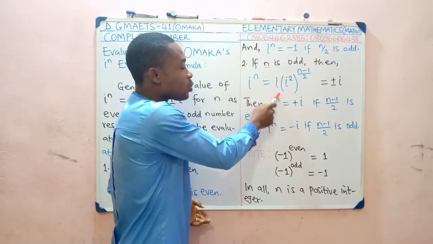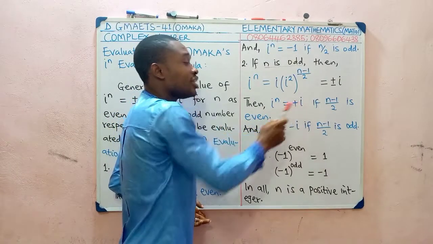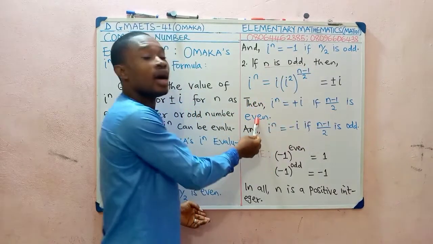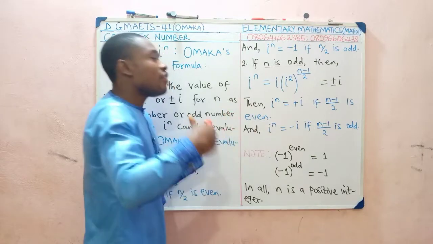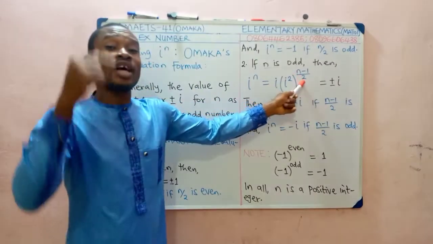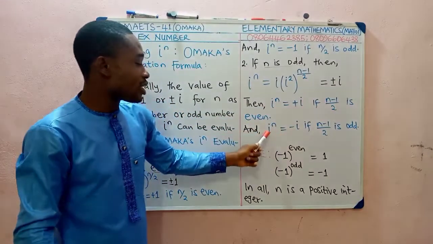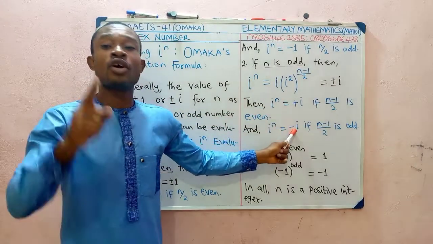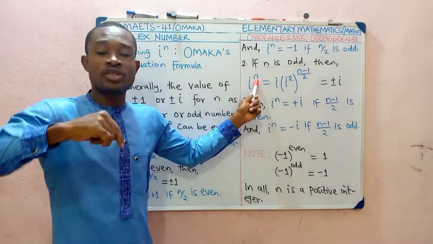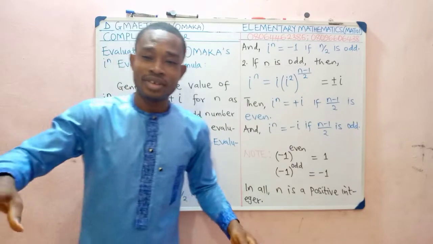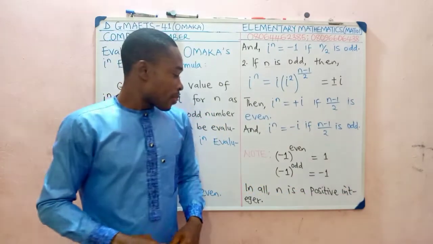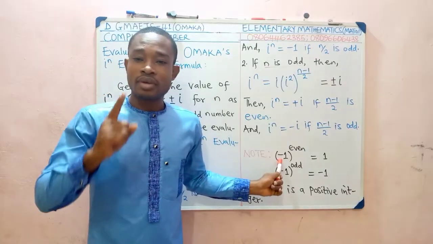So look at this. You would get i raised to power n to be equal to plus i if this power n minus 1 all over 2 is an even number. But if on the other hand n minus 1 divided by 2 is an odd number, then you expect that i raised to power n will be equal to minus i. Take note, in this case, n on its own is already an odd number, or even a prime number. Is that okay?